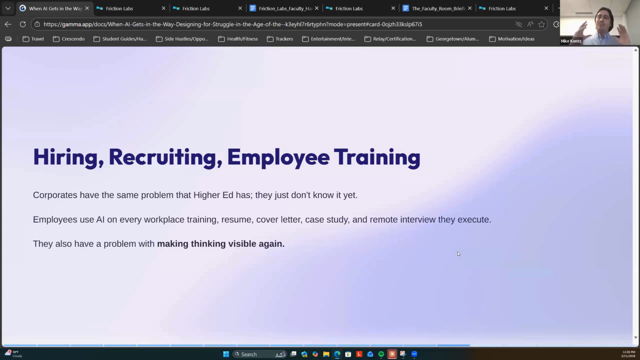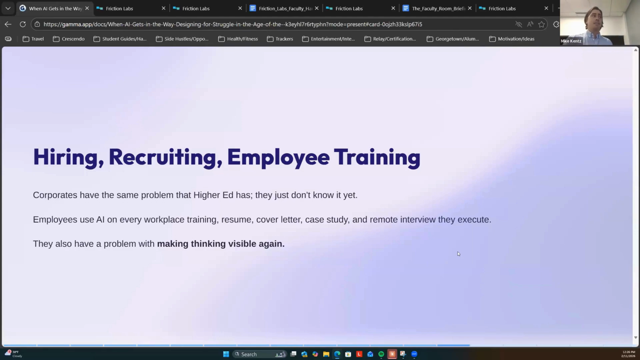And I spoke with a friend at a private equity firm, and he hadn't even really considered this. He didn't really realize that the case studies he's been giving his candidates, the results that they're reading when they come back, are probably AI generated in some form. So the idea here is they also have the problem of making thinking visible again.